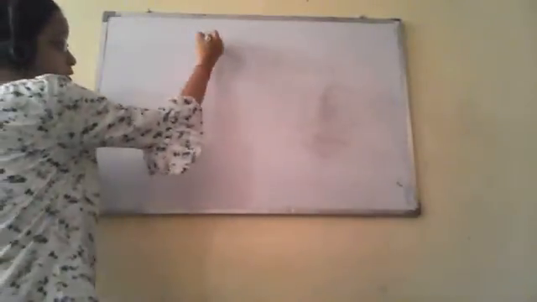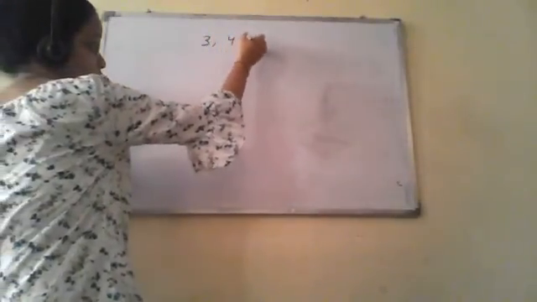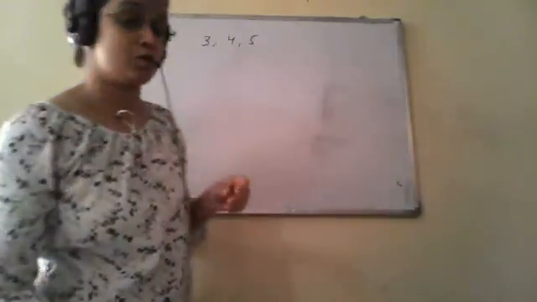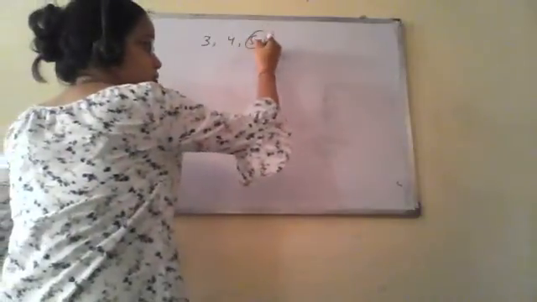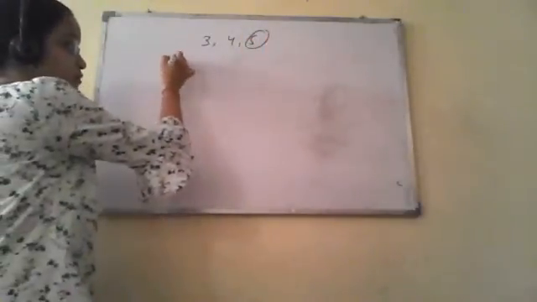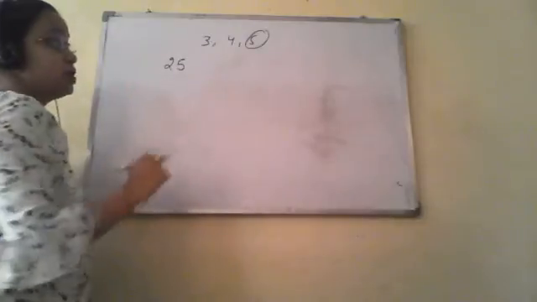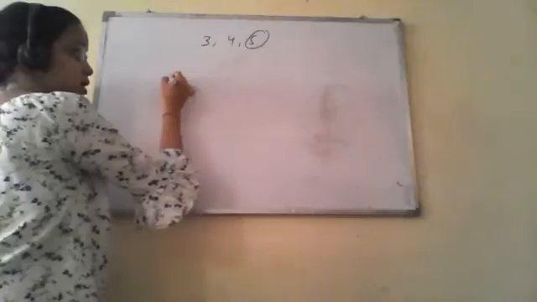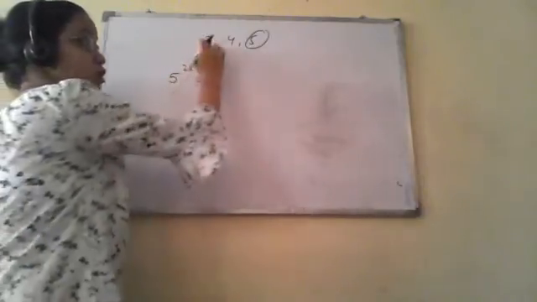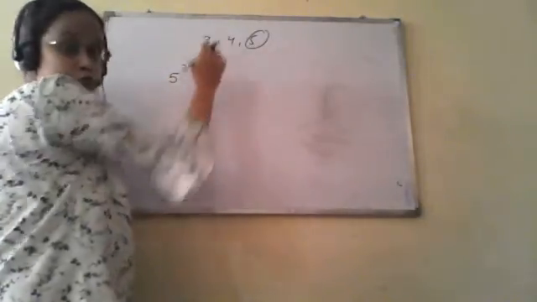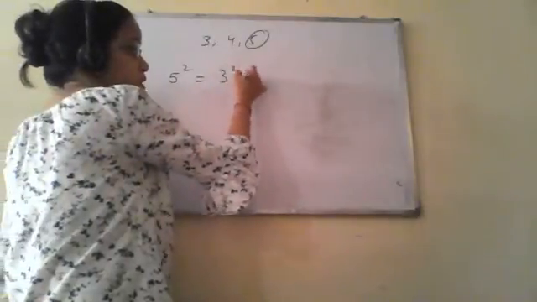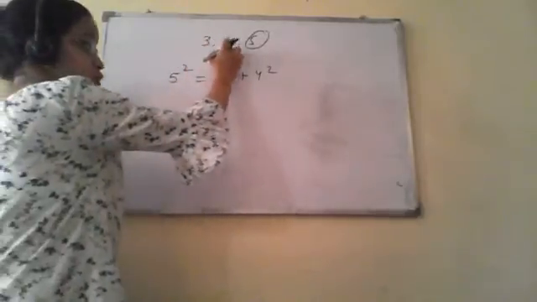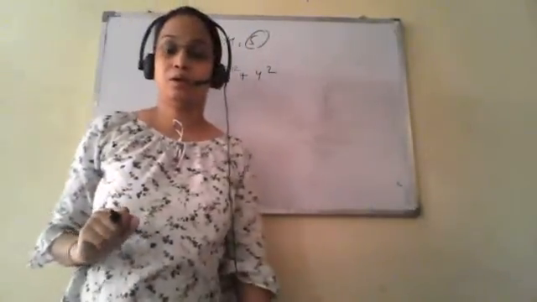Now we have 3, 4, 5. We have to check whether this is a Pythagorean triplet or not. So what I have said: the square of the bigger number, that is 5 square, should be equal to the sum of squares of these two numbers, that is 3 square plus 4 square. If this condition holds true, that means 3, 4, 5 forms a Pythagorean triplet.